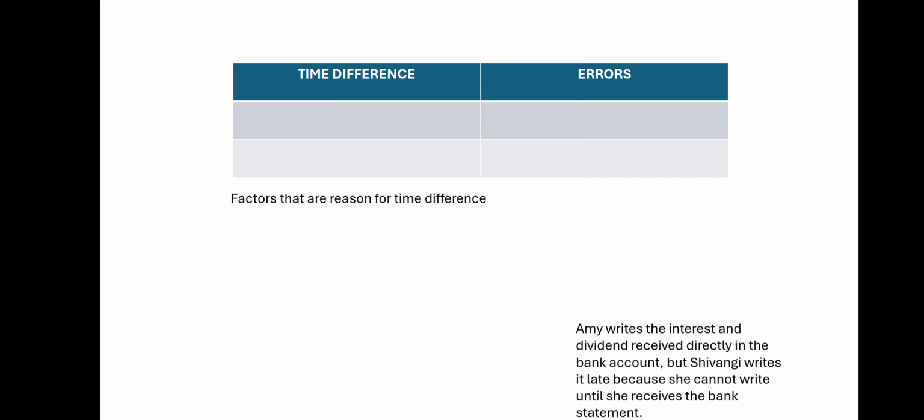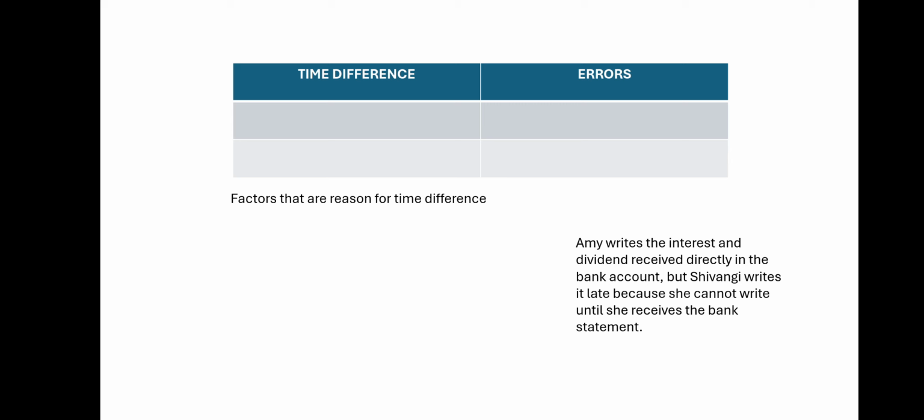Now let's see one more factor. For example, Rahul gives a loan to someone, so he receives interest. Rahul also invests in shares, so he receives dividends as well. But all of Rahul's interest and dividend money comes directly into his bank account. So Amy knows about it on the day she receives it. But Shivangi will get to know about this income very late, until she receives her bank statement. So there's a difference when Amy is writing it and when Shivangi is writing it. So how will you see this particular statement? Interest and dividend collected by the bank.